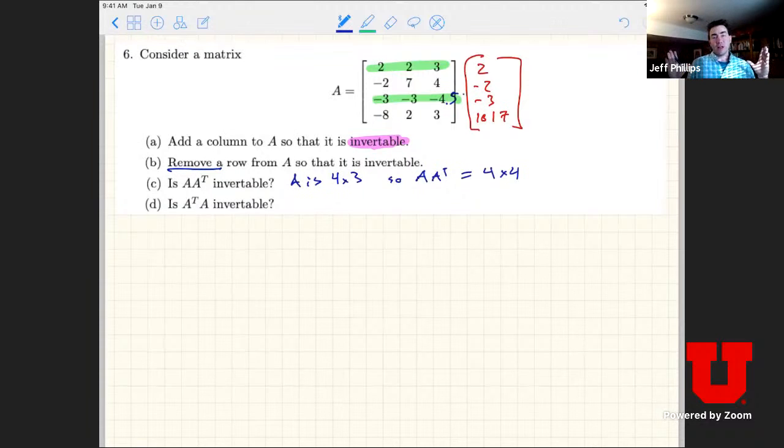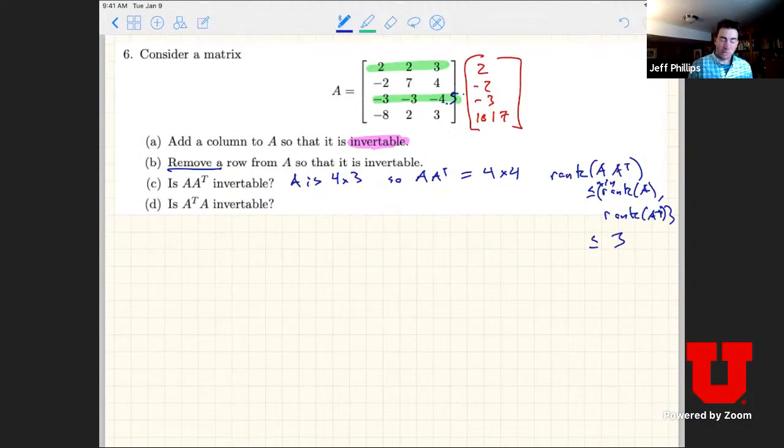But the rank of something, if I take the product of 2 matrices, the rank is no more than the rank of the matrix with the smallest rank. So the rank here is not more than 3. So the rank of A transpose is going to be less than or equal to the min of rank of A and rank of A transpose, which is the same. So it's less than or equal to 3. So it's not full rank. So the answer here is no.